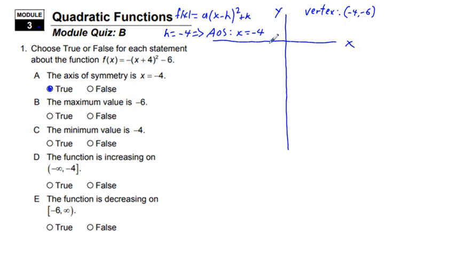So if we go to the point x equals negative 4, y equals negative 6, 3, 4, 5, 6, we're going to be right here. So we have our axis of symmetry, x equals negative 4. I'll just put that down below. And there it is, x equals negative 4. And we have this point here at negative 4 comma negative 6.